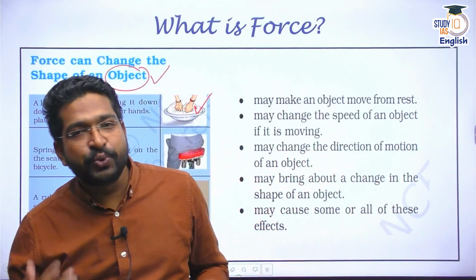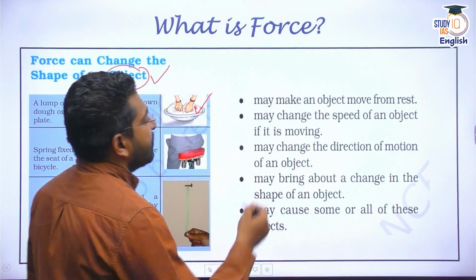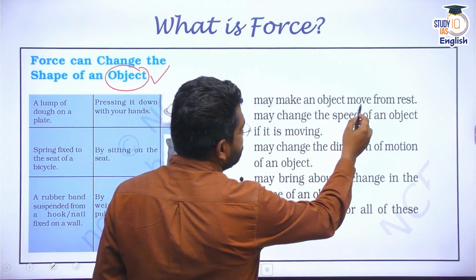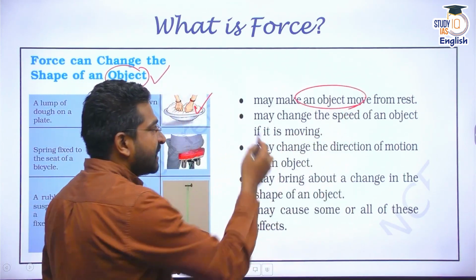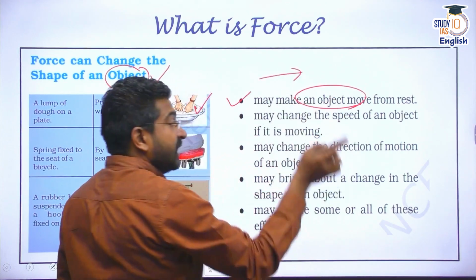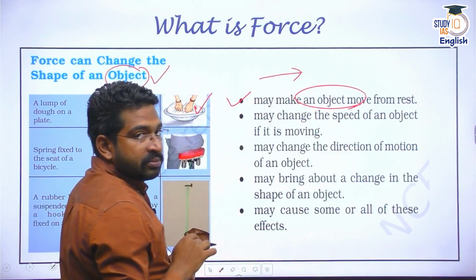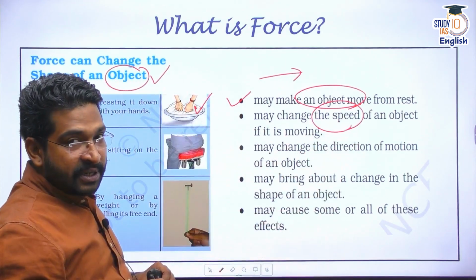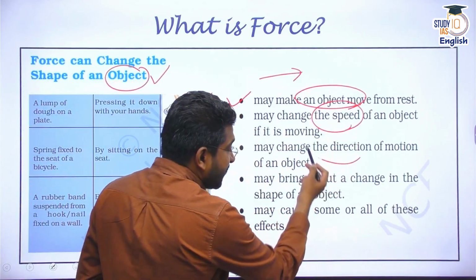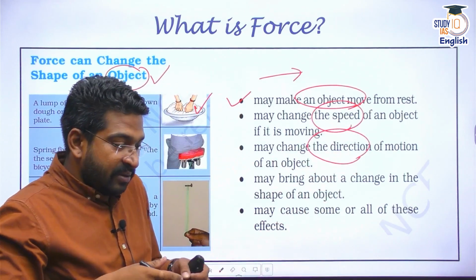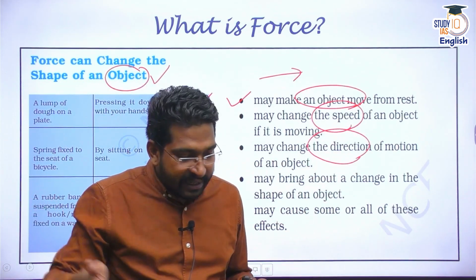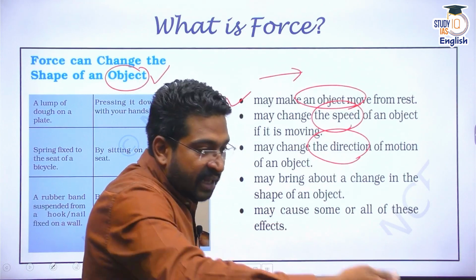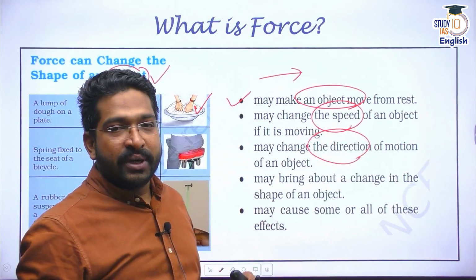So what does force do? See, force can first of all make an object move. If it is at rest, make it move. If it is moving, bring it to rest also. It may change the speed of the object. It may increase the speed. It may decrease the speed. It may also change the direction of motion. Say, for example, the tire was moving. I am just hitting the tire and the tire is moving in this direction. I hit it from the other side. It will change the direction, right?